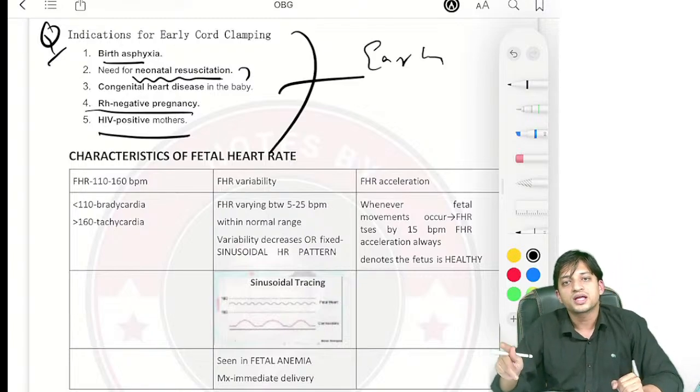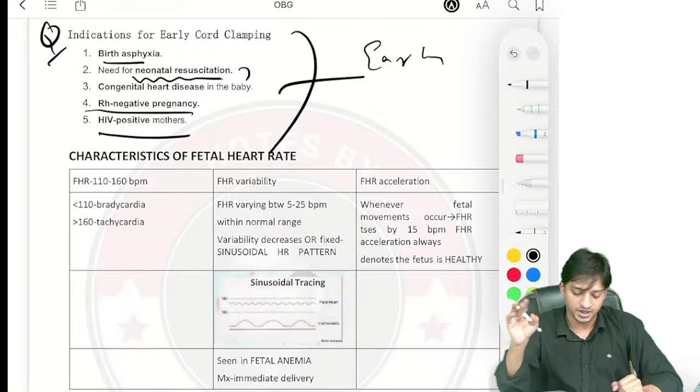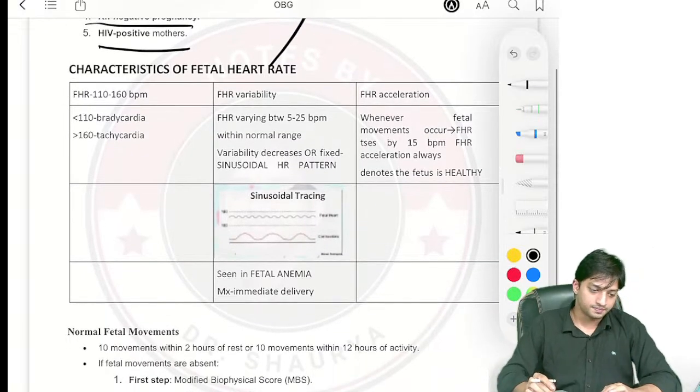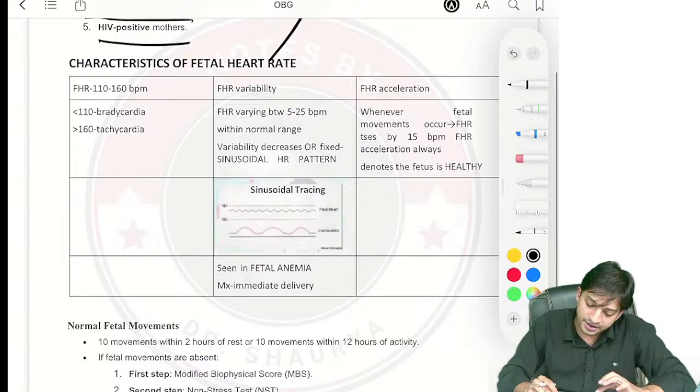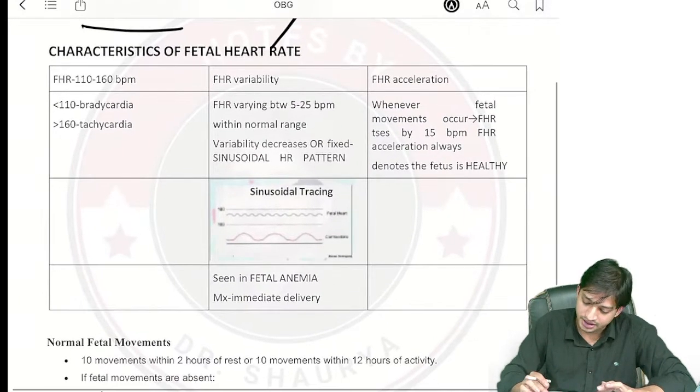Otherwise, in the third stage of labor, what do you do? You do delayed cord clamping. Now come here. Characteristics of fetal heart rate. Let's look at the characteristics of fetal heart rate.